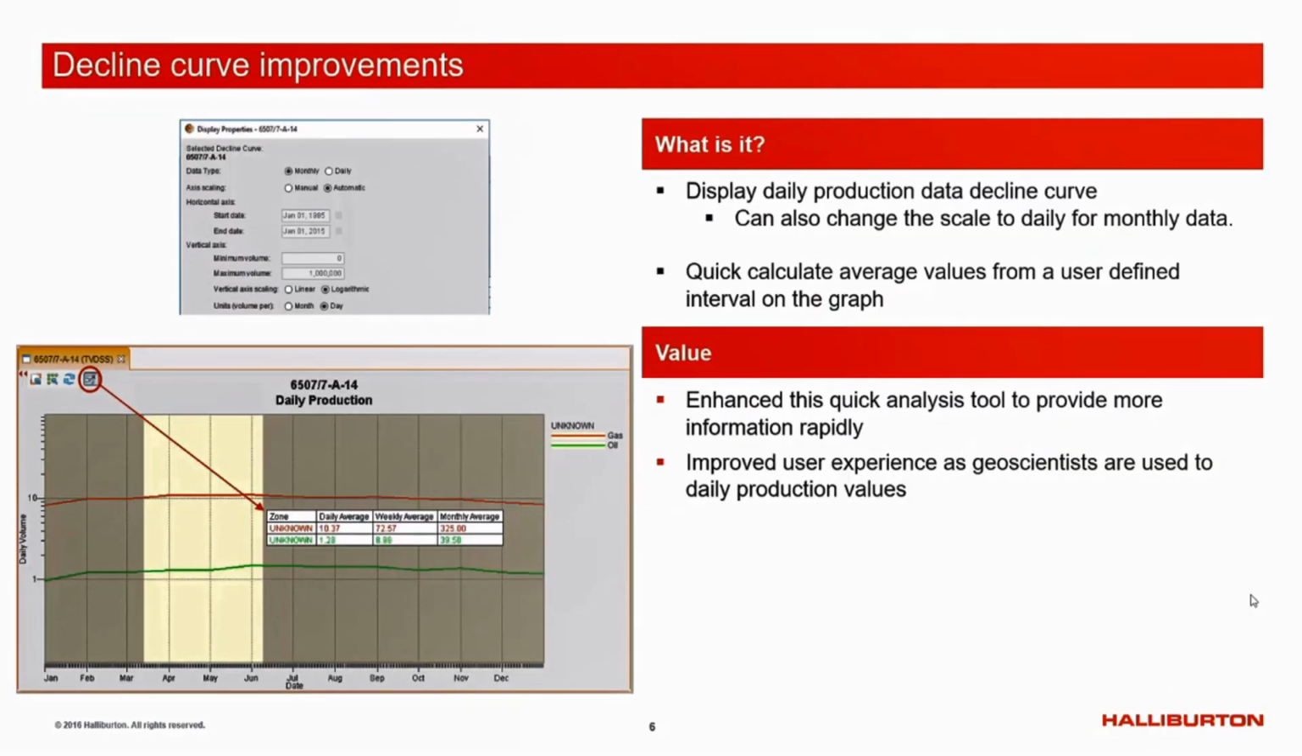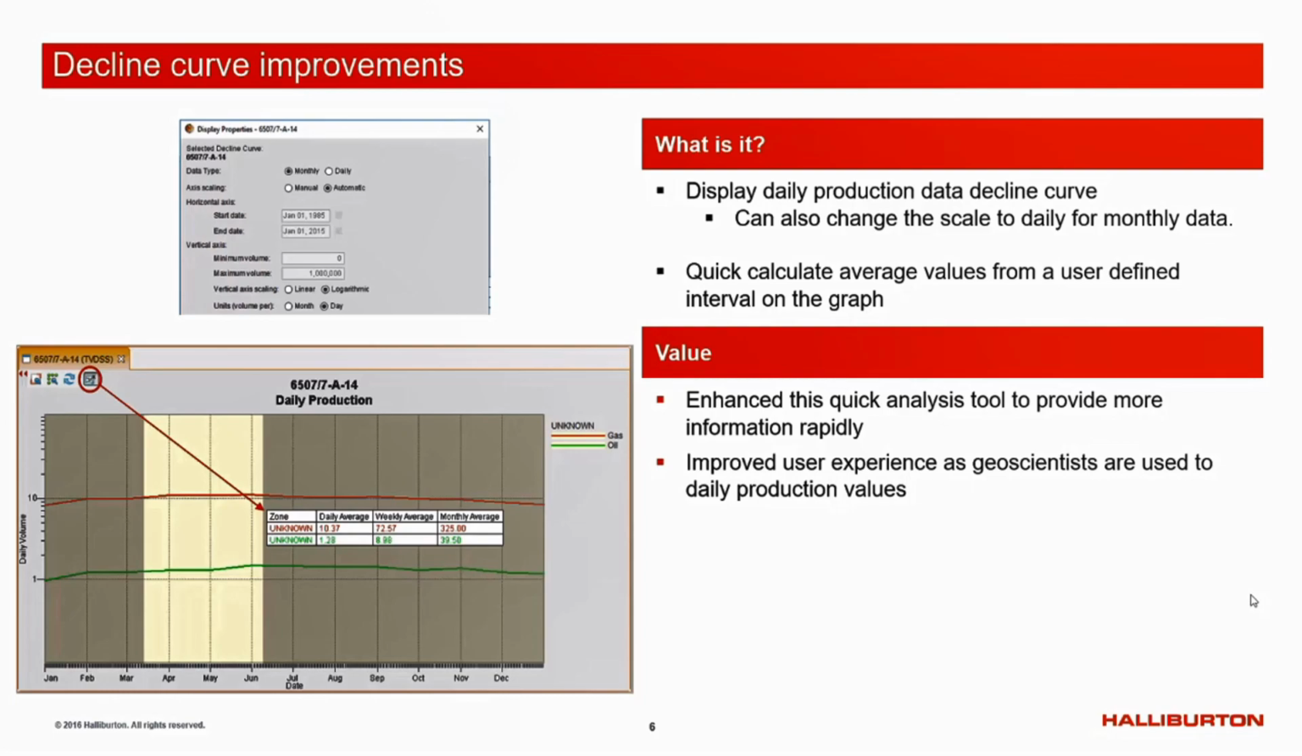The decline curve improvements are focused around displaying production data as daily values. So now we can bring in daily production data and display it, and we can also change the scale for monthly data so that it displays by day. This is much more useful for geoscientists because they're used to seeing daily production values.